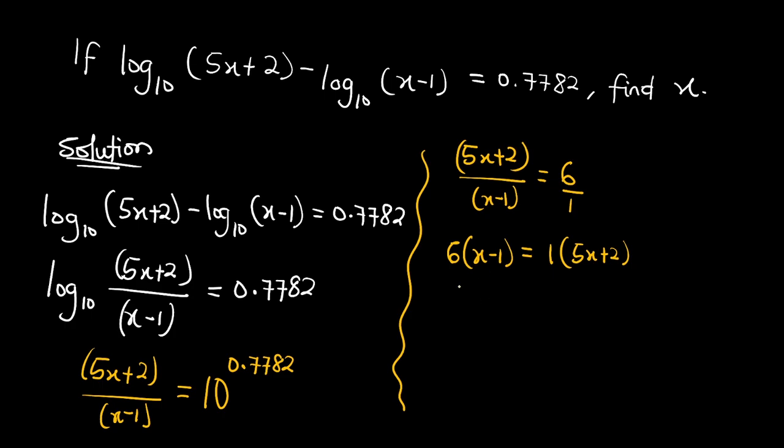So 6 multiplied by x will give me 6x. 6 multiplied by negative 1 will give me negative 6. And this will be equal to 1 multiplied by 5x, which will give me 5x. 1 multiplied by positive 2 will still give me positive 2. So from here, I'll group like terms. I have 6s here, 5s here. So I'll bring the 5s to this side of the equal to sign, and then I'll send the negative 6 to the right side of the equation.